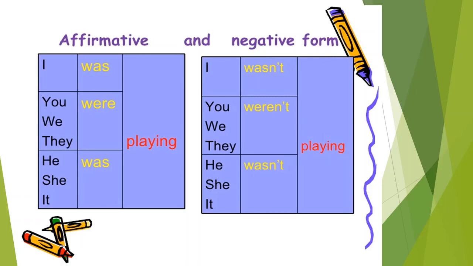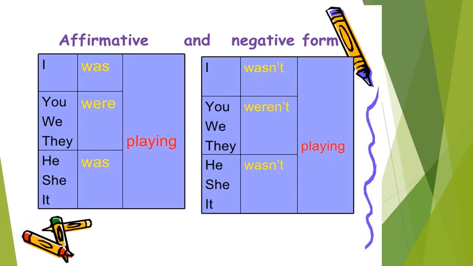Next one is you, we, they. The affirmative, we use were. And the negative form, we use weren't or were not. Next is he, she, it. You will use was for he, she, it because the subject is singular. In the negative form, we use wasn't or was not. So for example, he wasn't playing.